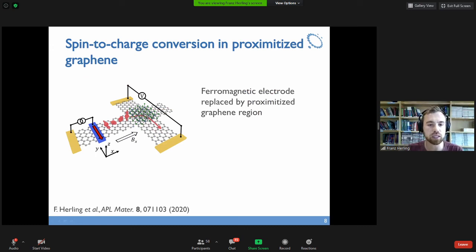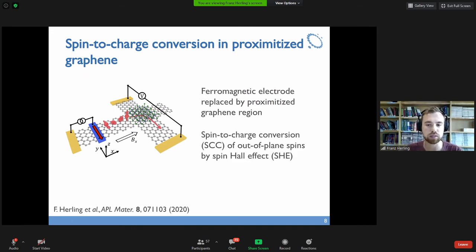As you can see here, we now measure the voltage across the graphene cross and still precess the spin with a field along X. And what will happen is that due to the introduced spin-orbit coupling in the graphene, there is a sizable spin Hall effect. And due to the symmetries of the spin Hall effect, only spins that are pointing out of plane will be converted into charge. And that we then can measure across this graphene cross as a voltage.